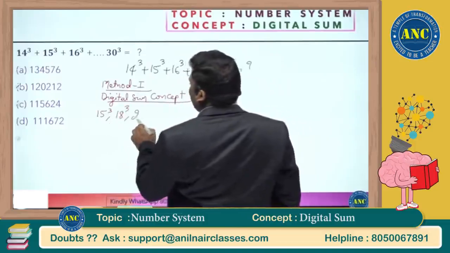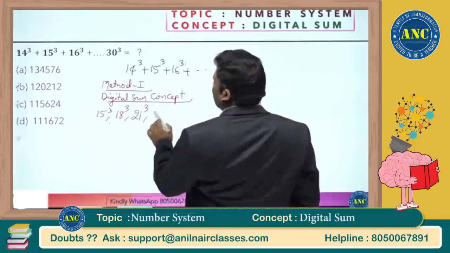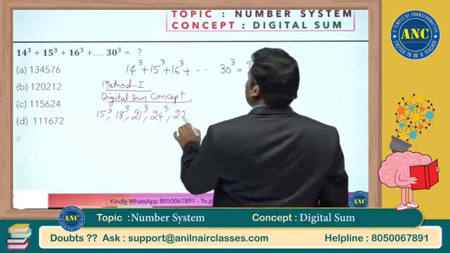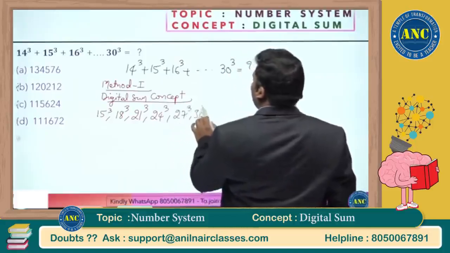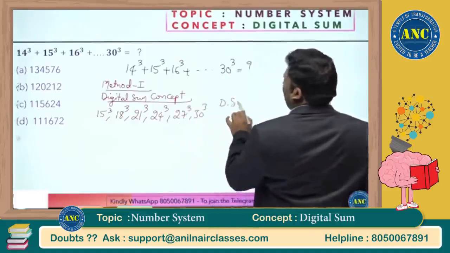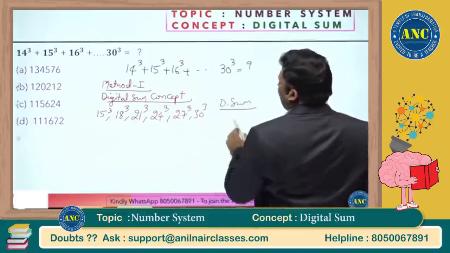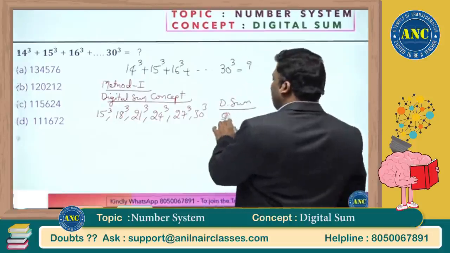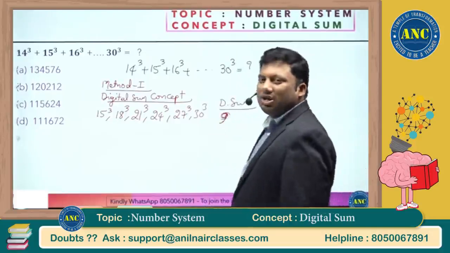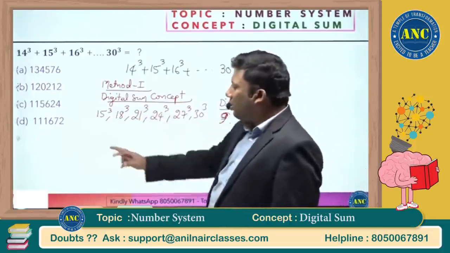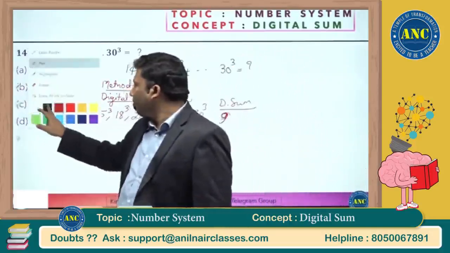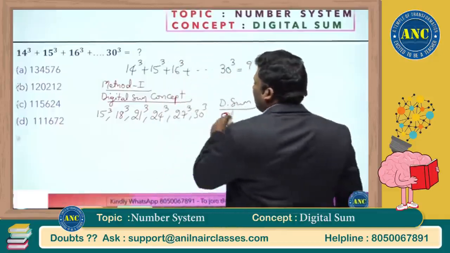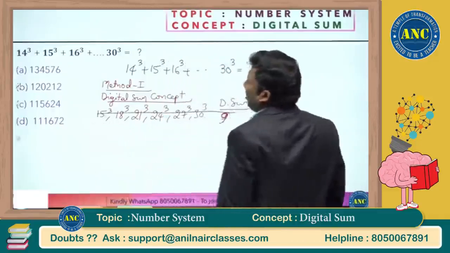18 digital sum is 9. 21 digital sum is 9. 24 digital sum is 9. 27 digital sum is 9. 30 cube digital sum is 9. So for any multiple of 3 to the power 3, the digital sum is always 9. So you don't need to spend your time on this. 15 cube is 9, and 9 plus any number, the answer digital sum is not possible to change.